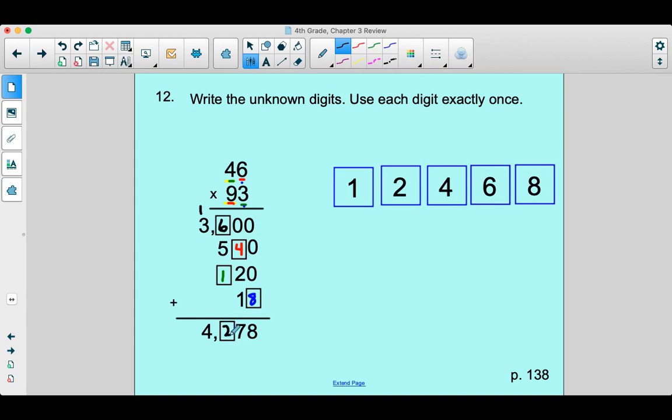So that would be a 2 there. Okay, so let's check, make sure. We've got a 6 here. Use that. A 4 here. Use that. A 1. An 8. And a 2. All right, I'm feeling good. I think we got that one.